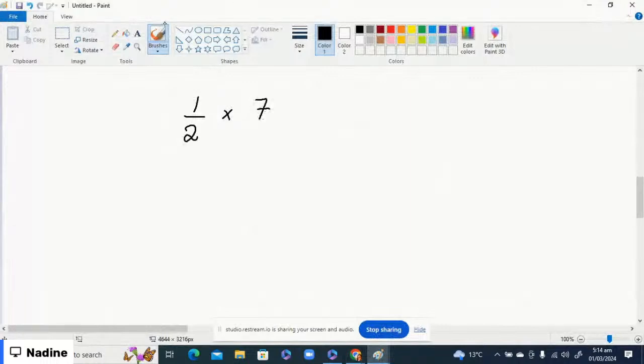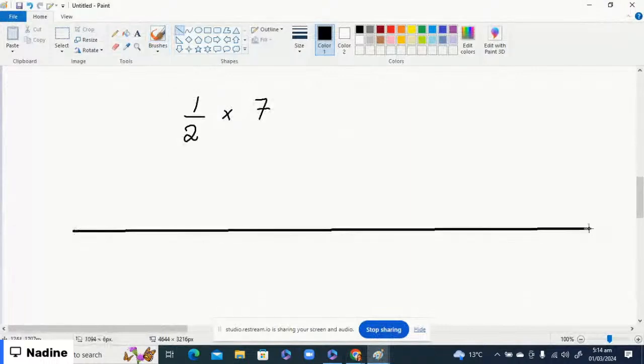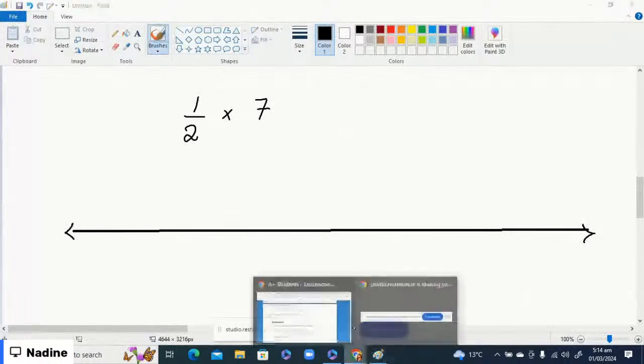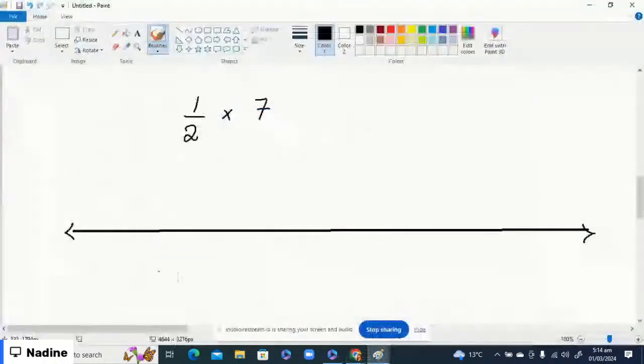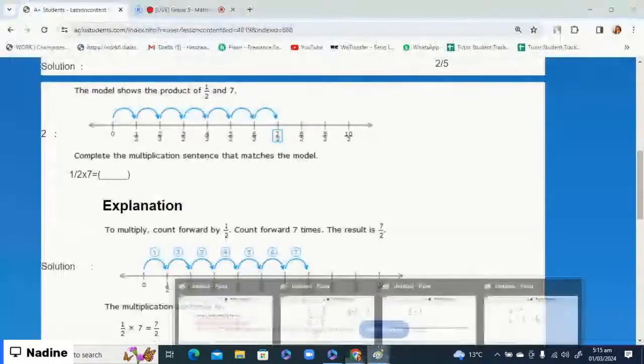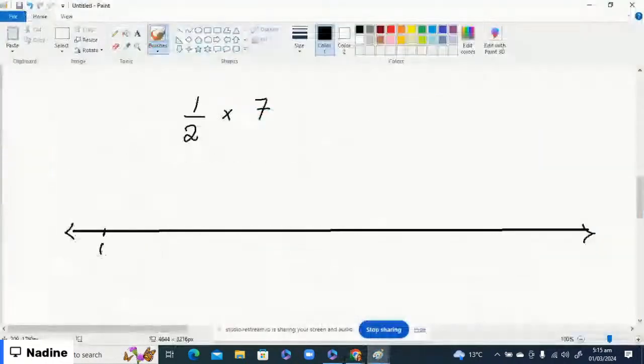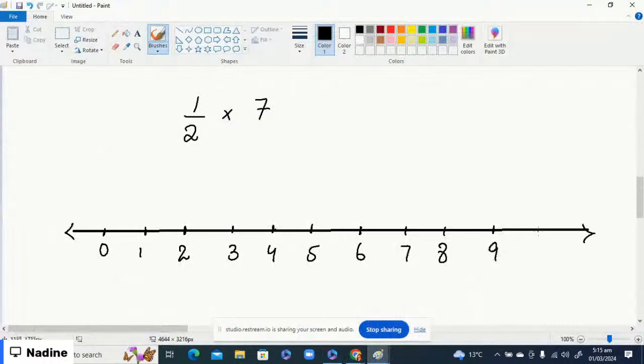And here is the number line which is given. Let's draw the number line. One number line we are going to draw here. The number line they are giving is 0 to 10. Yes, it's 0 to 10. That is 0, then 1, then 2, 3, 4, 5, then 6, 7, 8, then 9, and then 10. And each is divided into halves.